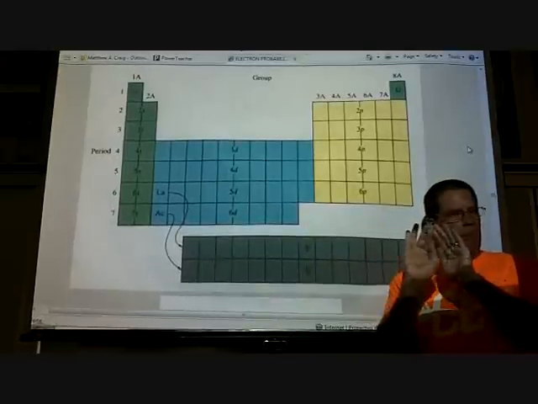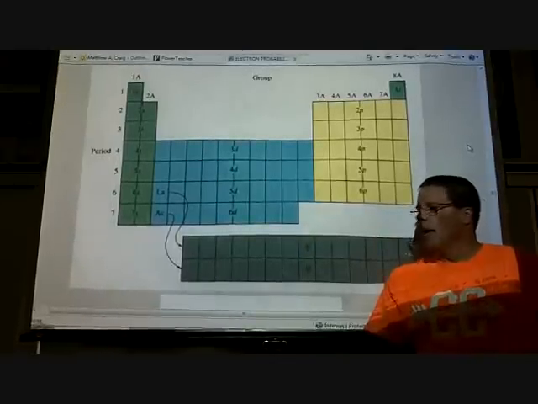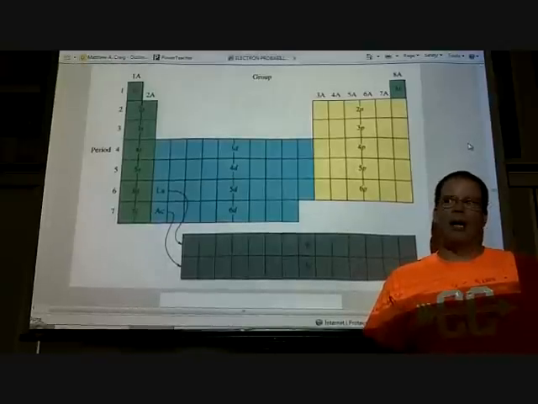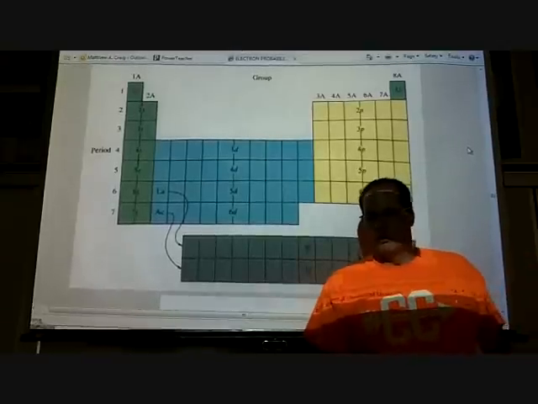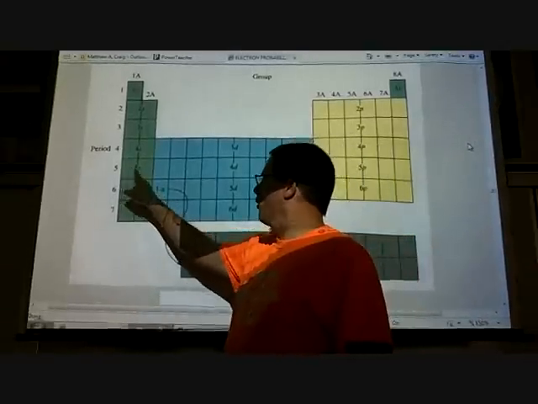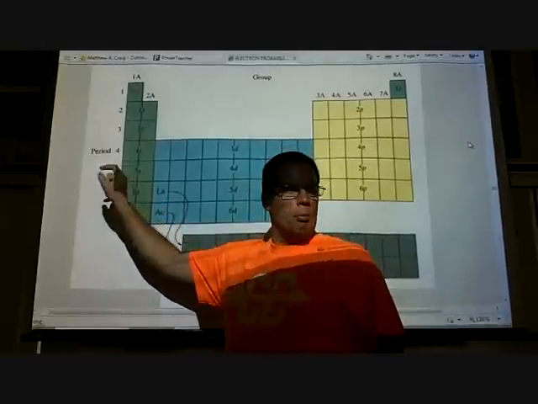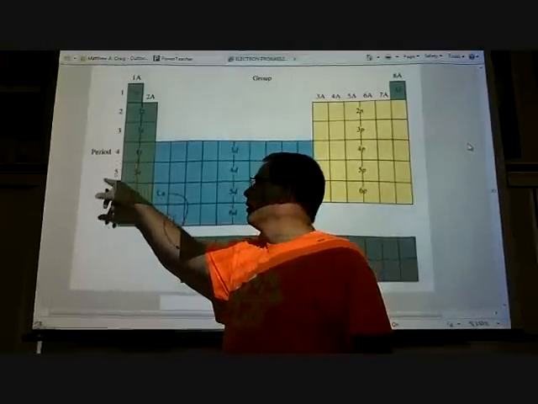Sphere, a simple ball, so to speak. Okay. And how many electrons can occupy a single s orbital? 2. That's why there's 2 boxes. Each of these boxes represents where you're going to drop an electron.